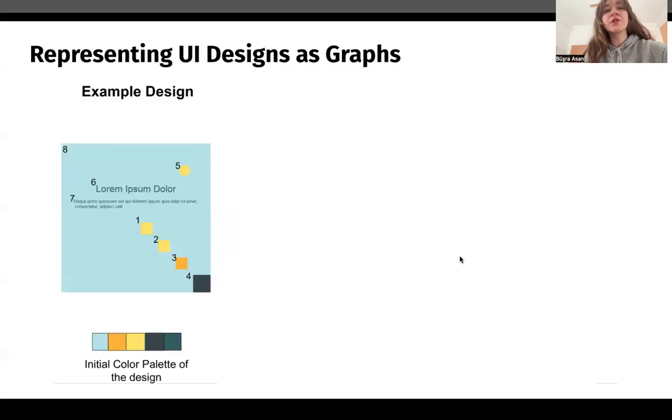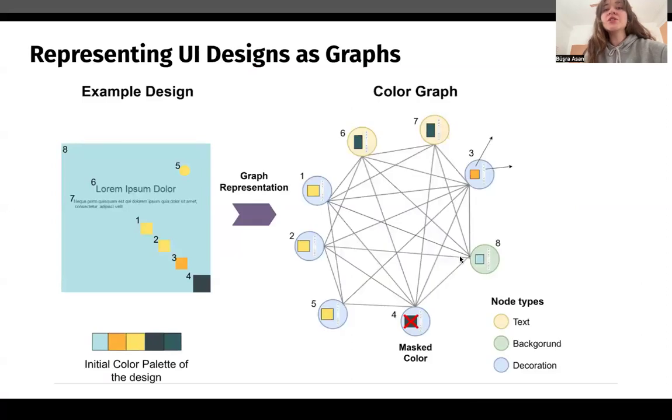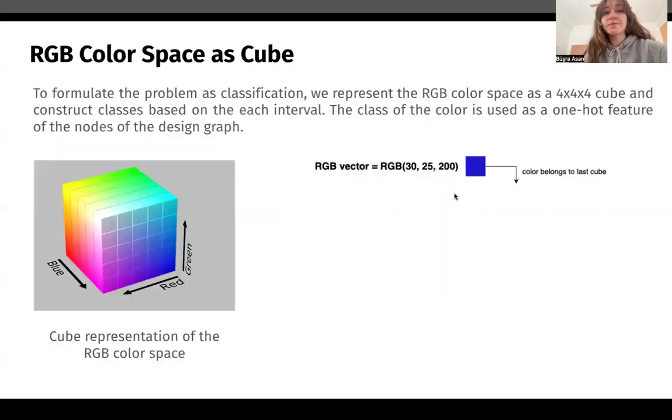How to represent graphical designs as graphs. Here you see a simple example for converting a design to a design graph. Each design element in the graph has a corresponding node, and the numbers on the design correspond to their node representation. Each node has two features, color representation and the type of the design element as a one-hot vector. The edges of the graph have the relative distance between elements as the edge weight.